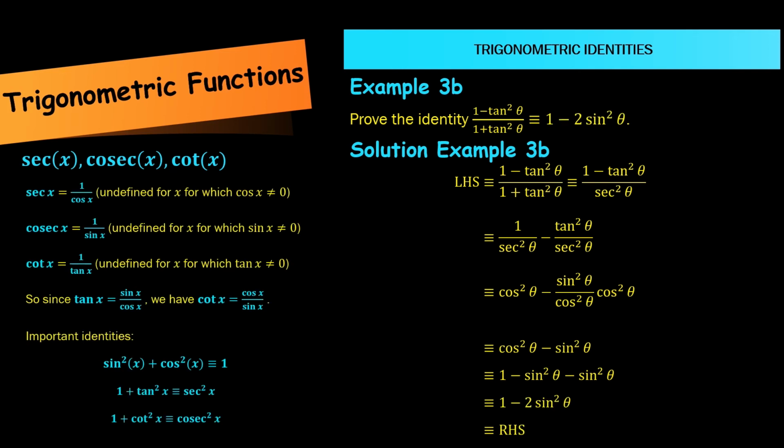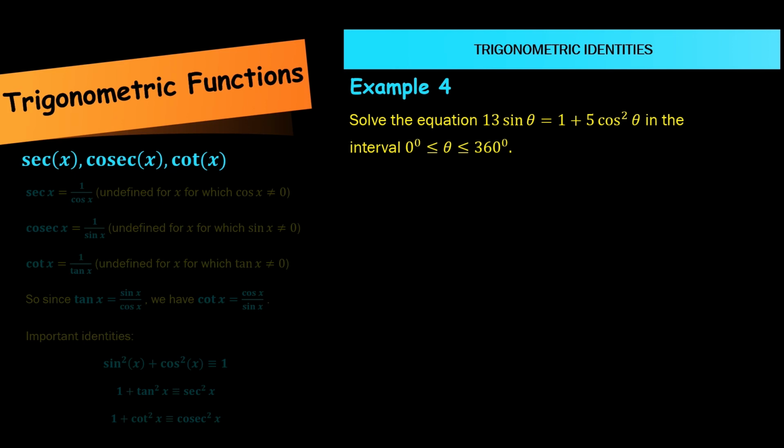Now let's take a look at another example. Pause the video and have a go. Press play when you're ready to view the solution. So let's solve this. We are required to solve the equation 13 sin theta equals 1 plus 5 cos squared theta in the interval 0 degrees less than or equal to theta less than or equal to 360 degrees.